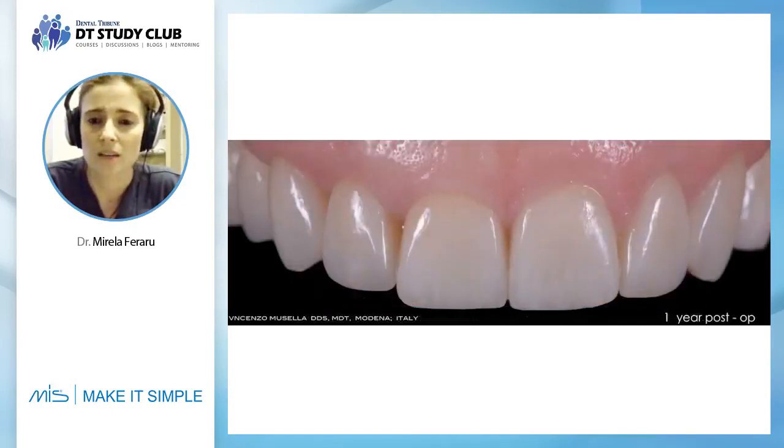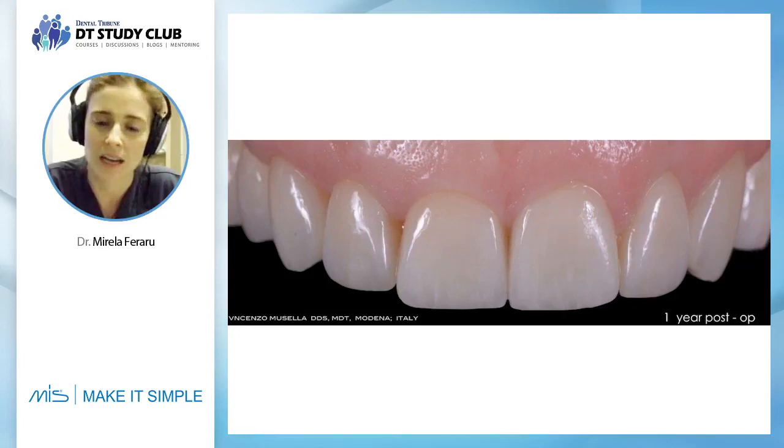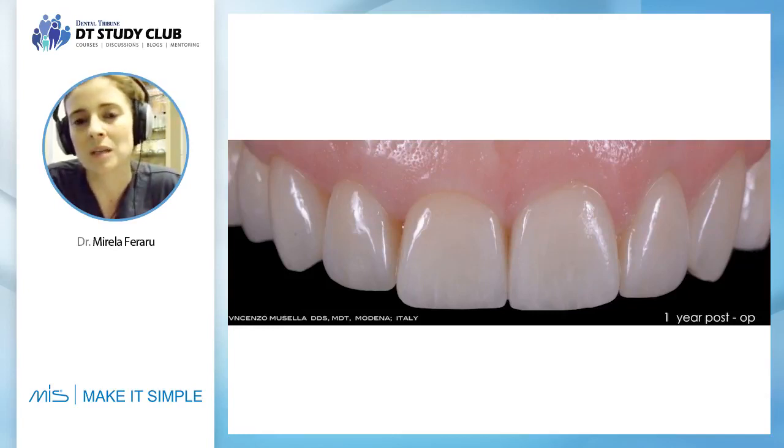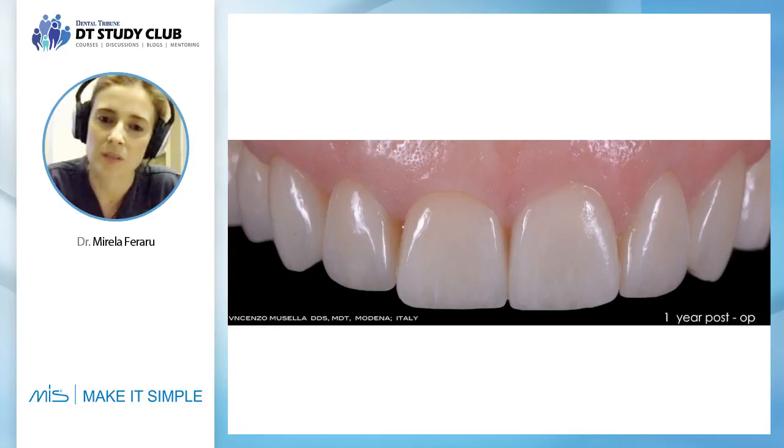This was the final result. This was 1 year post-op, and again, it is like we pre-visualized. We knew that we would try to minimize the discrepancy, but it would not be something that would give us the perfect result.